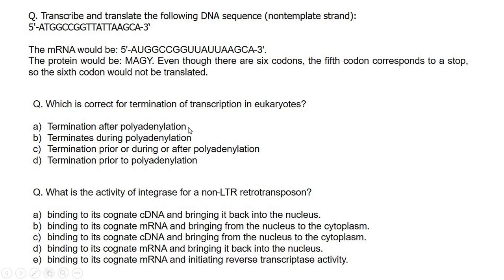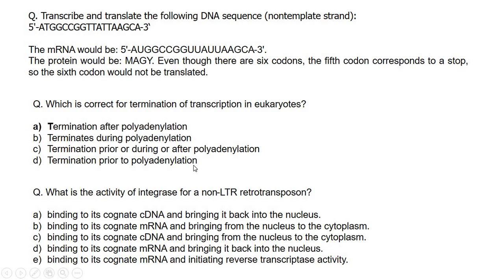Let's look at the answer choices here. Termination after polyadenylation: that means termination will happen after about 200 adenine nucleotides have been added to the end of the mRNA molecule. Terminates during polyadenylation: while polyadenylation is happening, it terminates. Termination prior to, during, or after polyadenylation, well, anytime, pretty much. Or termination prior to polyadenylation, so it terminates before polyadenylation starts.